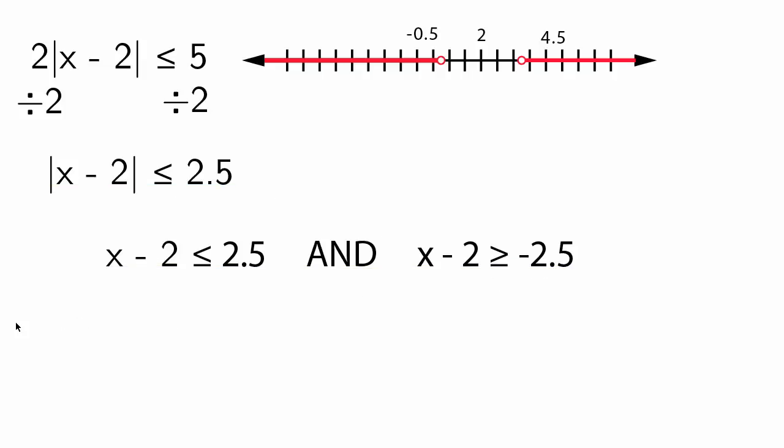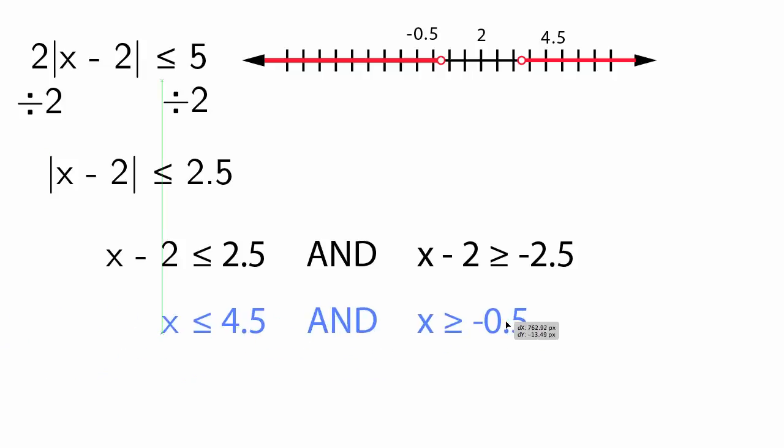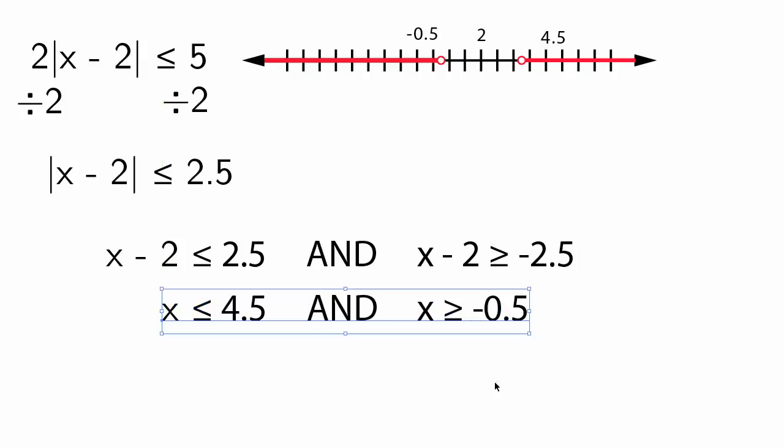Solving for x on both sides, we're going to get the following solution. x is less than or equal to 4.5, that's by adding 2 on both sides. And x is greater than or equal to negative 0.5, that's also by adding 2.5.